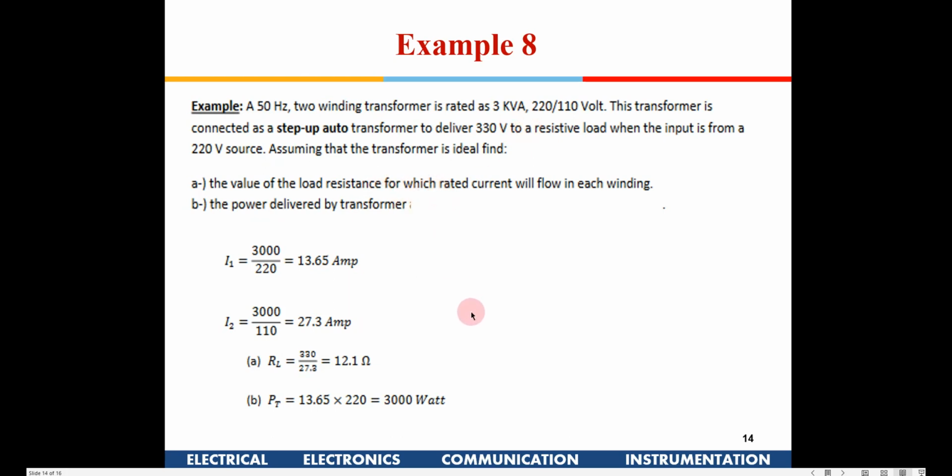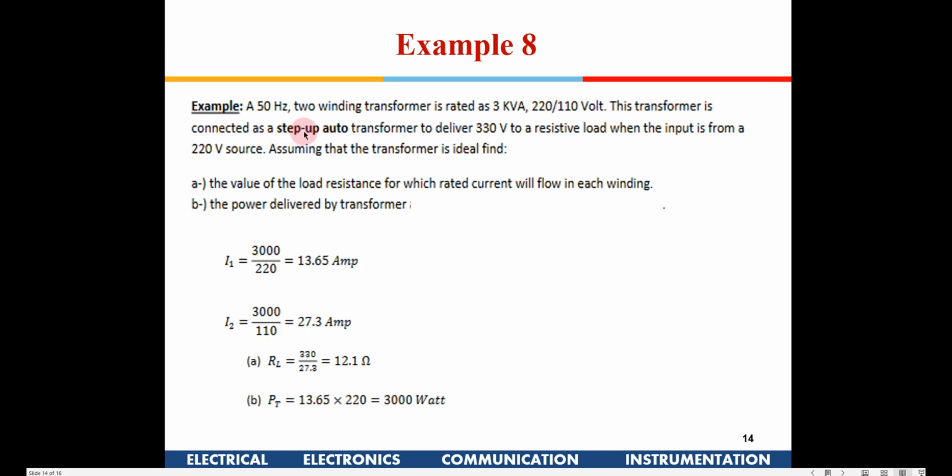Similarly, this is another example on transformer. Here it says a 50 hertz 2 winding transformer. The rating is given as 3 kVA, 200 volt and 100 volt output, okay. That means it's a step down transformer, okay.